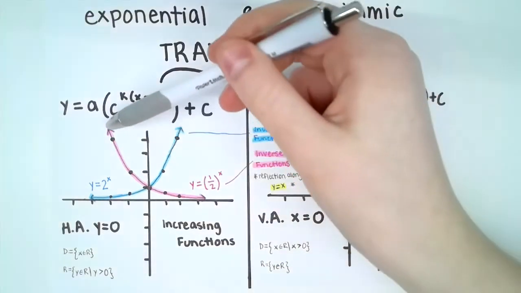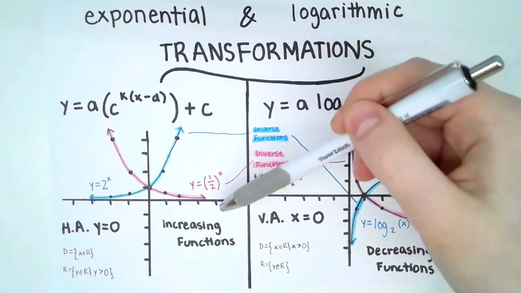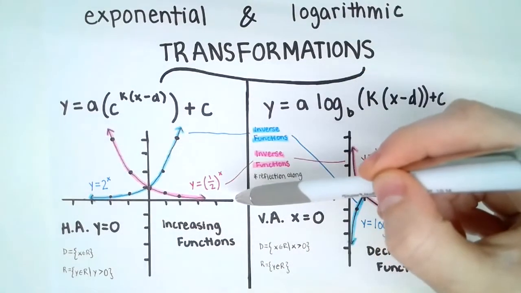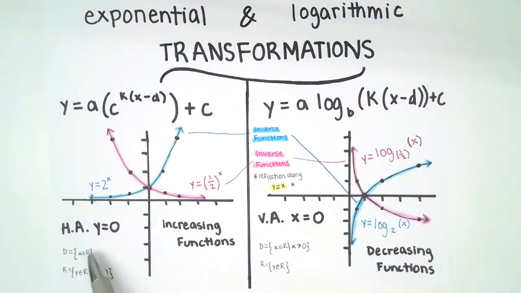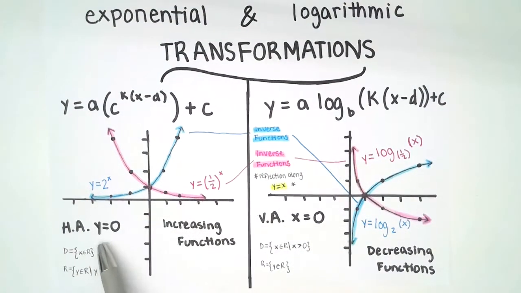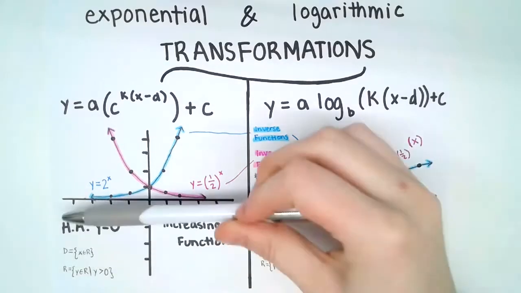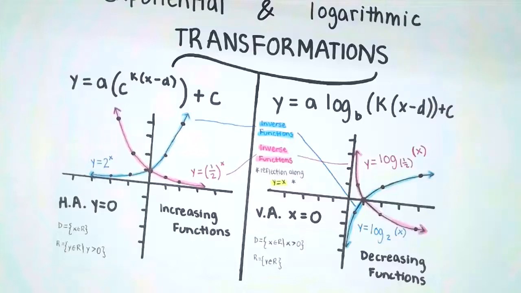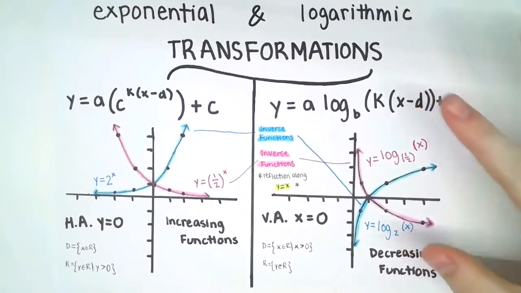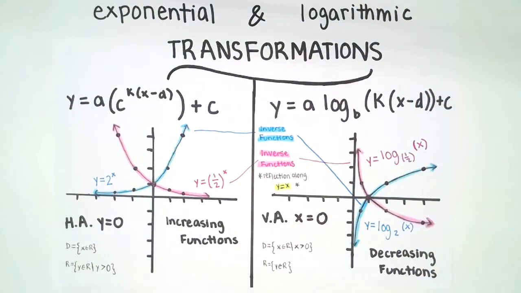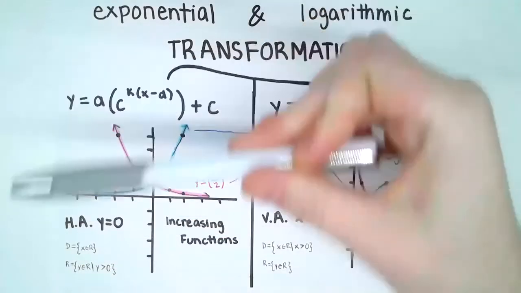And that makes it a decreasing function. So the blue one is increasing, this one is decreasing. Okay? And both of them have a horizontal asymptote of y equals 0, which means that the graph will never pass this line. The graph will never pass that line, and the domain and range for both of them are the same. X is an element of all real numbers. Y is an element of all real numbers such that y is greater than 0, meaning above that line.